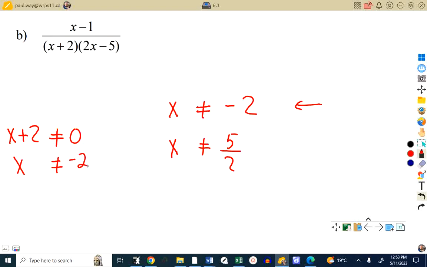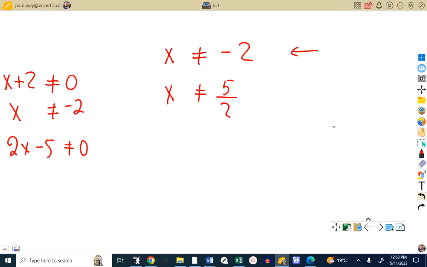If I were to do the same thing here with the 2x minus 5, I would have 2x minus 5 is not allowed to be 0. So I can add 5 to both sides and get 2x is not allowed to be 5, which means x is not allowed to be 5 over 2 when we divide both sides by 2. Are you with me on that?